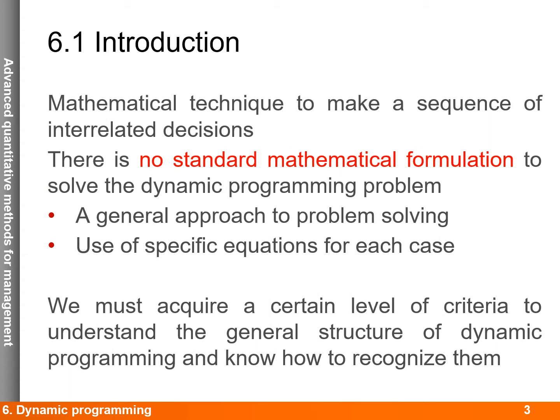As I told you before, dynamic programming is a mathematical technique to make a sequence of interrelated decisions with the end of finding the best and optimal solution and decision among many different alternatives. So this is our end, to find this decision based on what we want to do. For example, maximize the output or minimize the cost or whatever.